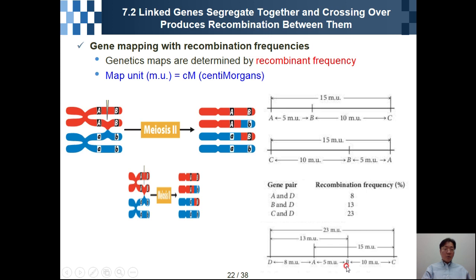Also, based on this recombination frequency, we can tell that D and C are on the outside, and A and B are inside. The distance between A and D is 8 map units, the distance between A and B will be 5 map units, and the distance between B and C will be 10 map units. It's like this. Okay.